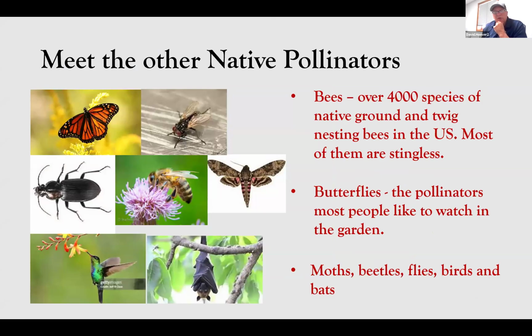In addition to honeybees, we've got a little over 4,000 native ground nesting and twig nesting bee species here in the U.S. Most of them are stingless, which a lot of people probably don't think about. And butterflies are probably the most commonly thought of pollinator, probably the most charismatic. But we also have many species of moths, beetles, flies, birds, and even bats.